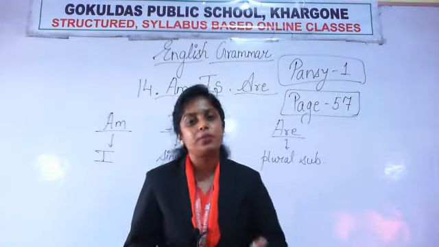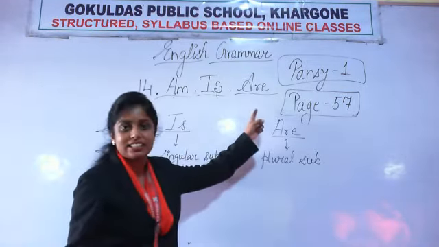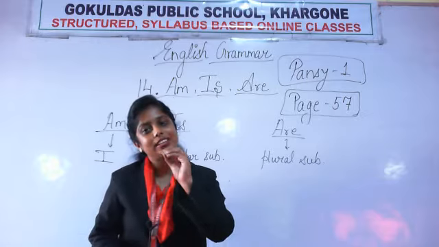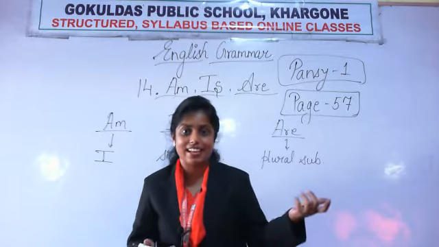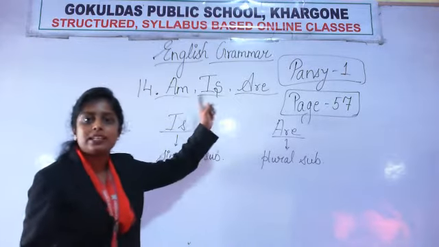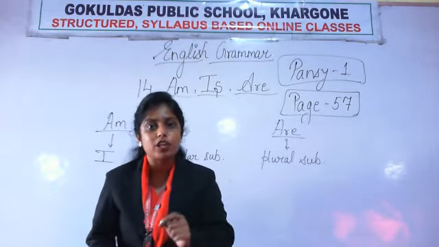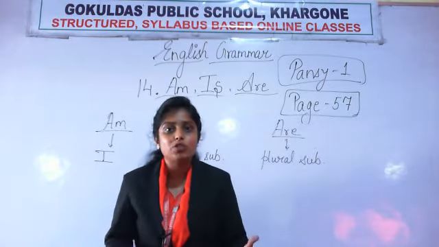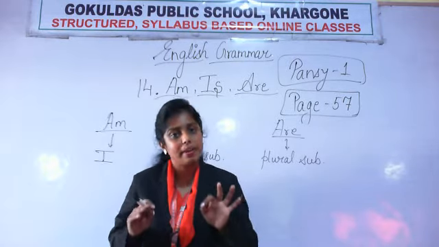And today we are going to solve the exercise of chapter number 14, that is am, is and are. Before we solve the exercise, I will give you a little introduction, or rather we will revise whatever we had learned in the previous lecture. The use of am, is and are. First of all, am, is and are are helping verbs, but they are sometimes used as main verbs in sentences. These three helping verbs are verbs of the present tense. That means they are always used in sentences of present tense.